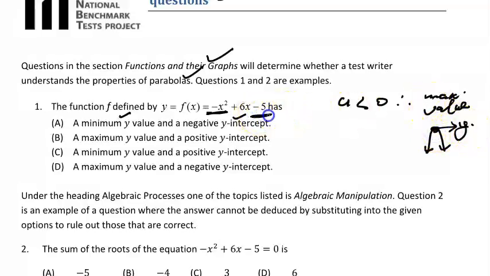And here you'll have a negative y-intercept, because that's your c value in the standard form of the equation of a parabola, which is ax squared plus bx plus c. So c is your y-intercept. We're going to have a maximum value and a negative y-intercept. The answer will be option D.